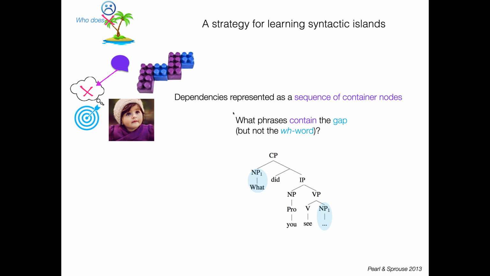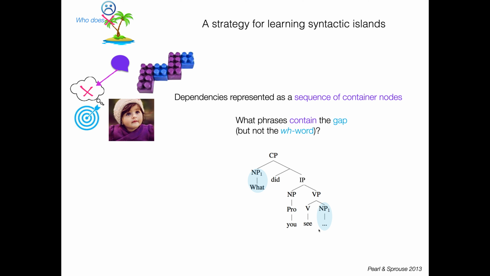So the dependencies here are going to be represented as a sequence of what we called container nodes. That is, what phrases contain the gap. So here's our gap. This phrase contains it, and then this phrase contains that one, but not the WH word, right? So we're not going to include that one. So the sequence of container nodes is the sequence of phrases that contain the gap, but not the WH word.